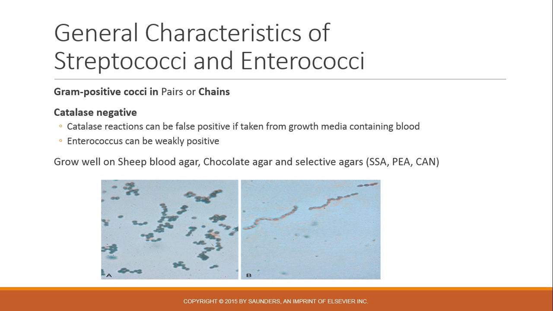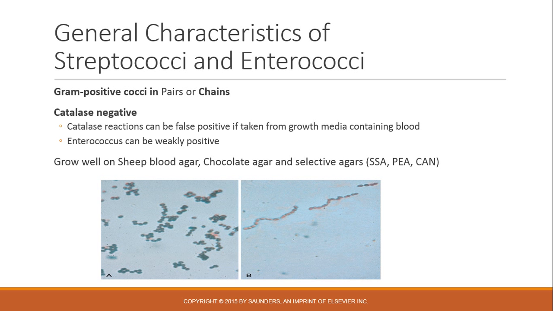But they're gram-positive cocci in pairs or chains. Notice it's bolded, so it's important. So if you see chains, you want to think of a strep or an Enterococcus. They're catalase negative, but keep in mind you can have false positive reactions, like if you're taking growth from media and you pick up some of that sheep blood agar by accident, that sheep blood agar can cause the catalase to bubble. So you want to make sure that you're careful when you're picking up your colonies to have good technique and you're just picking up the colony.